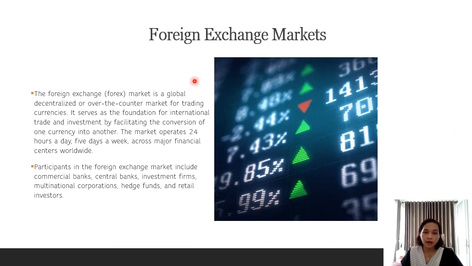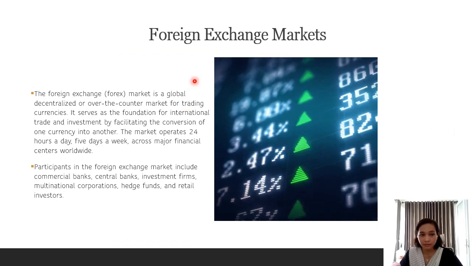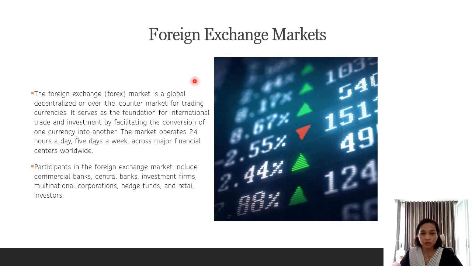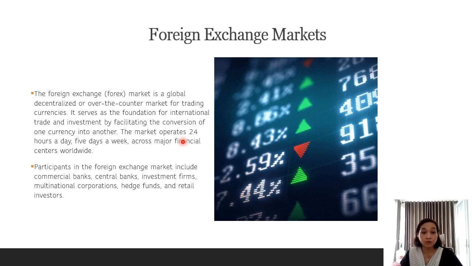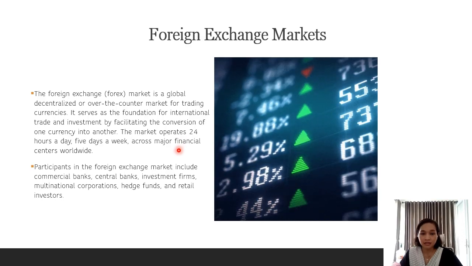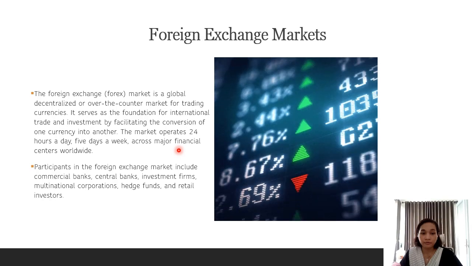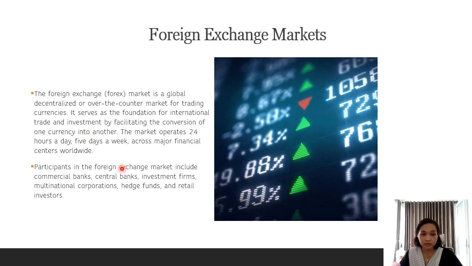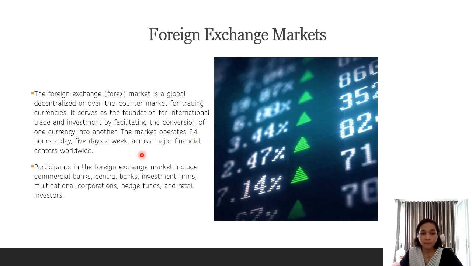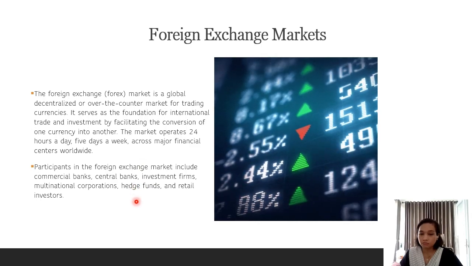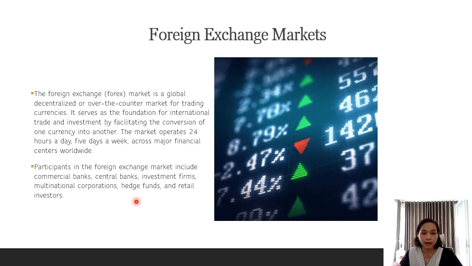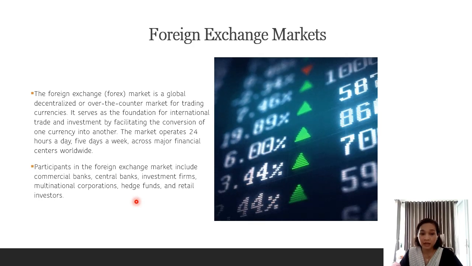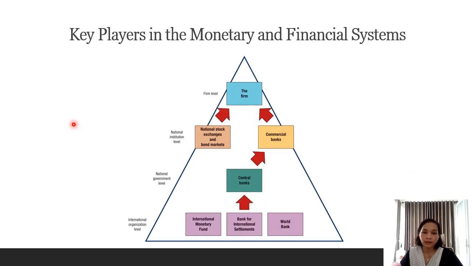However, we need to also understand the foreign exchange markets. Forex, in short, is a global decentralized or OTC market for trading currencies. This is very common and happens on a day-to-day basis in international business. It serves as the foundation for international trade and investment. Participants in Forex include many industries like commercial banks, central banks, investment firms, MNCs, and so on.